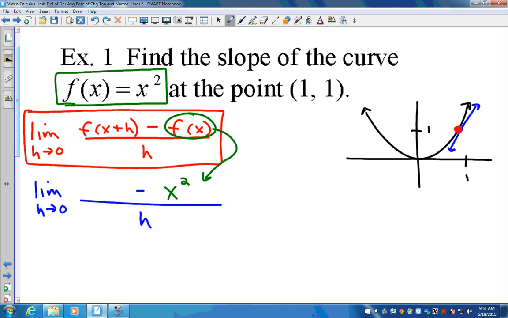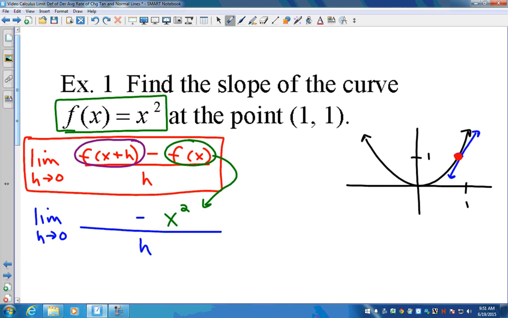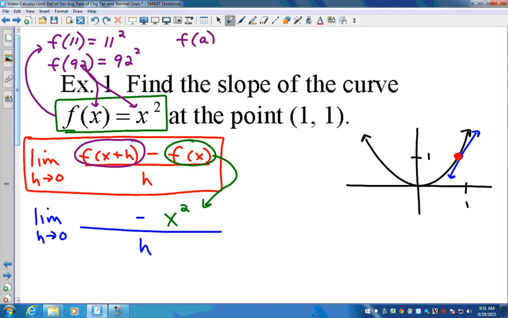Okay, so now let's go back to f of x plus h. What's f of x plus h? Good question. Here's another question for you. If f of x is x squared, what's f of 11? It's 11 squared, right? What's f of 92? 92 squared. How am I getting this? Well, I'm just taking 92 and plugging it in for x. What's f of a? A squared, right?